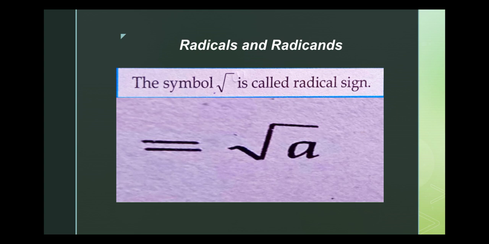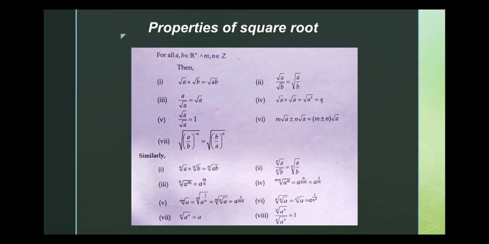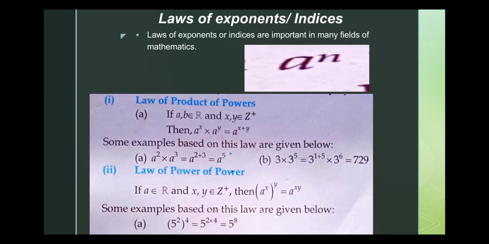Radicals and radicands. The symbol is called the radical sign. In radical A, A is called the radicand. These are the properties of square roots. Laws of exponents or indices are important in many fields of mathematics. Here you see a power n, where a is called the base and n is called the exponent or index.